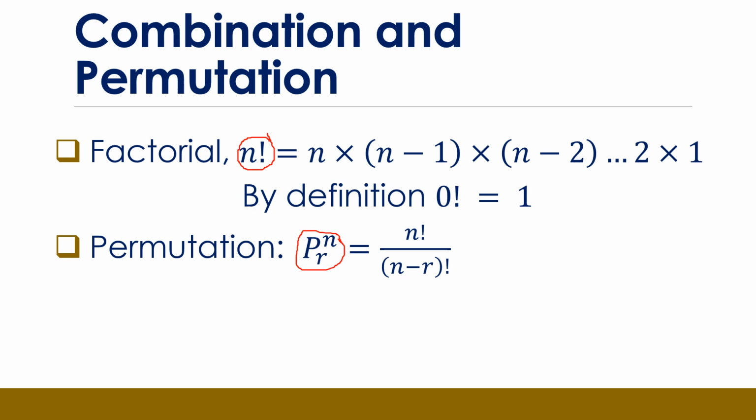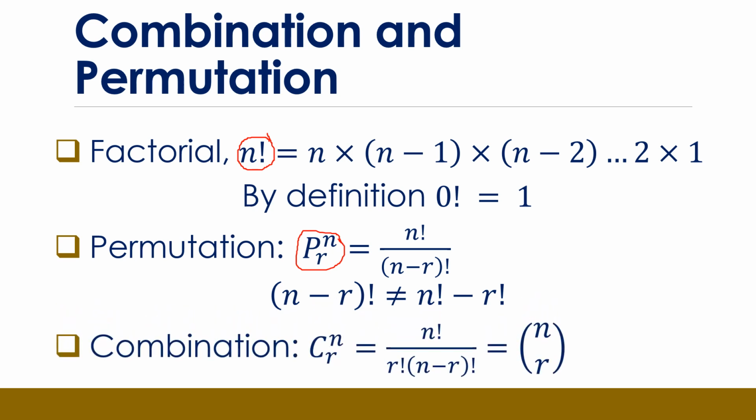Now, you have to be careful with the denominator there. N minus r factorial is actually not equal to n factorial minus r factorial, which means that the factorial operator is not distributive. Where order of arrangement is not important, then we use combination. The number of ways of selecting r objects from a set of n objects where order is not taken into account is given by n combination r.